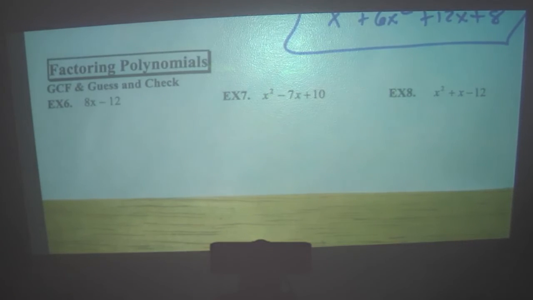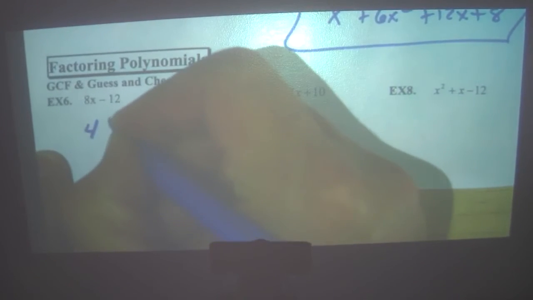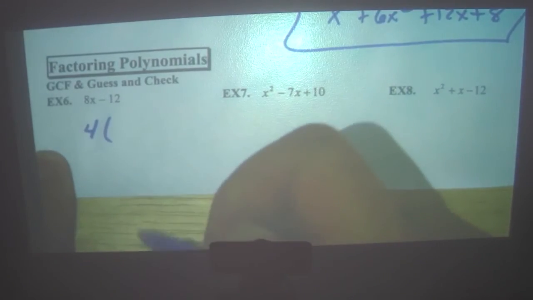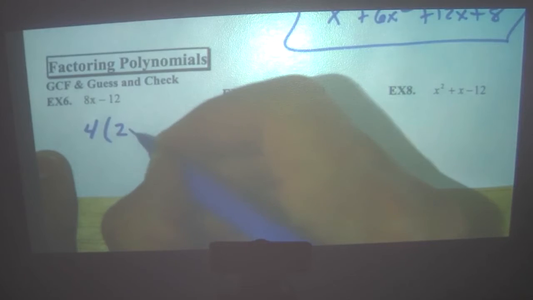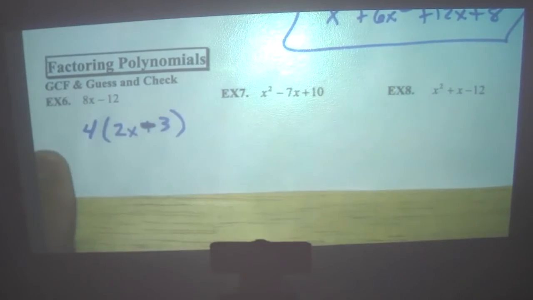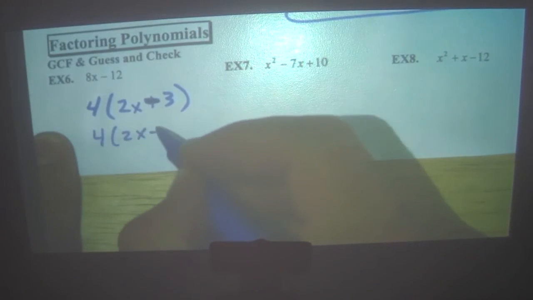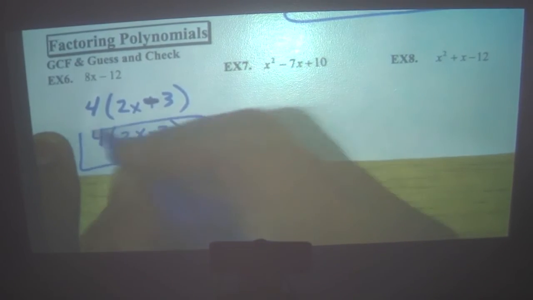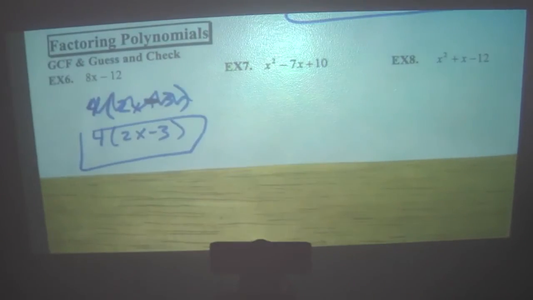4. Yeah, Cynthia, that a girl. Take a 4 out. Basically divide everything by 4. That's what factoring is, division. So we end up with 2x minus 3. Okay, so I'll write that a little nicer. 2x minus 3. Perfect.